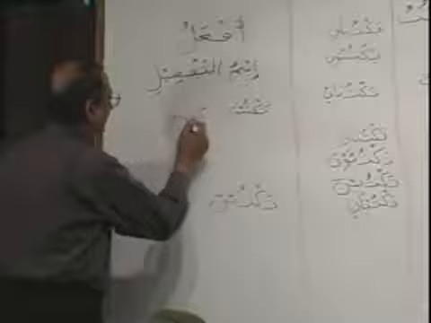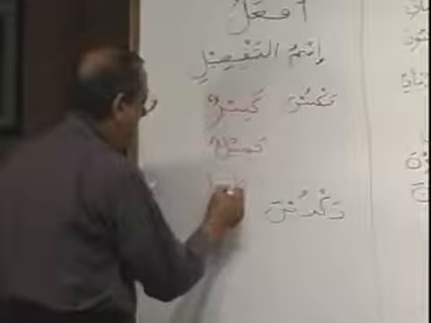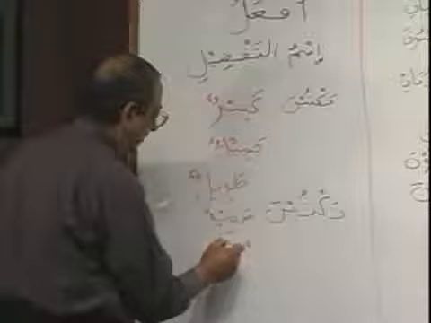kabirun, jamilun, tawilun, saghirun, and fakirun, make ismu tafdil from there on the pattern of af'alu.